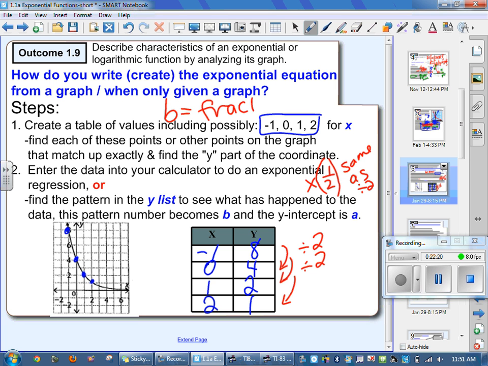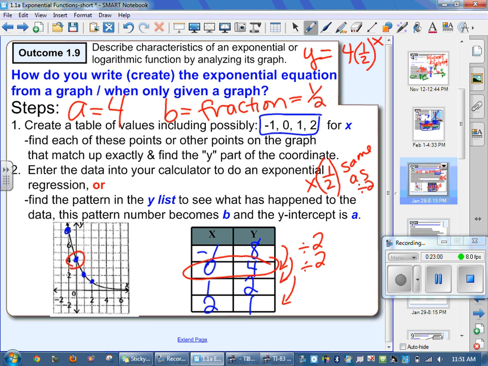Now, our A number is always the Y-intercept. So what's our A number here? If we look at our Y-intercept, it's when X is 0. What's our Y-intercept? 4. You can find it in the table of values, or you can find it on the graph. So my A is 4. So the equation that we would write would be Y equals A times B to the exponent X. There's our equation. Now we're going to do the regression steps to find that in the calculator. The regression steps are coming up in a few moments in our notes. We're going to do this question then.